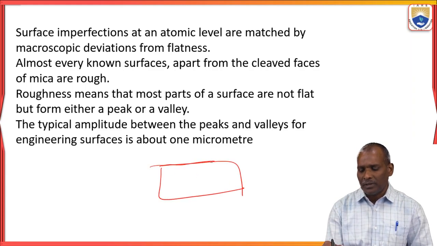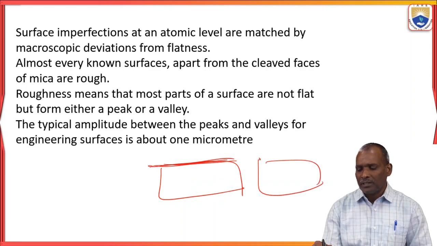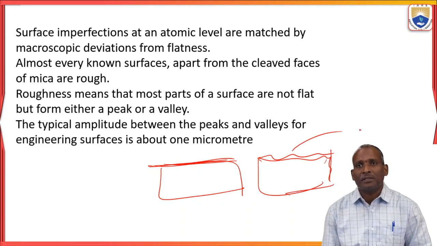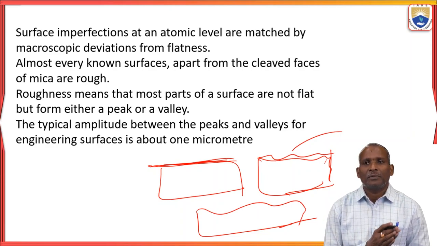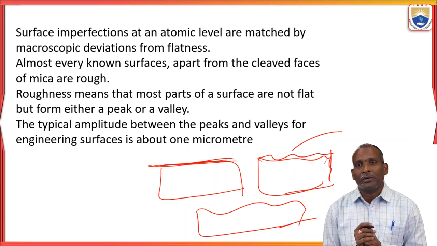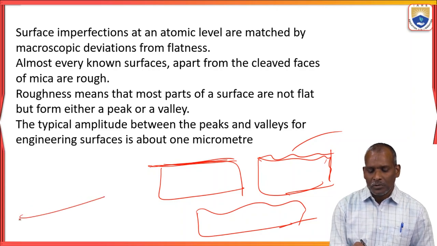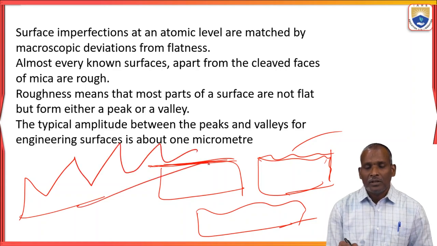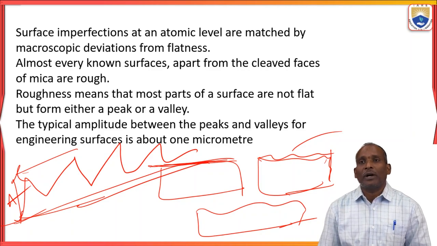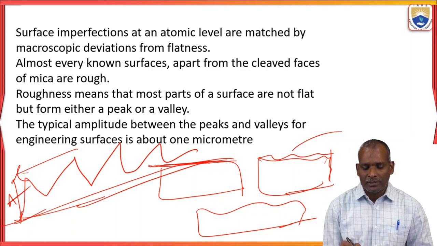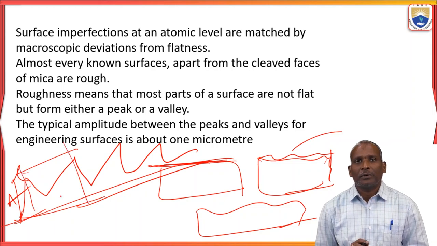Suppose this is a flat surface. You can say flat surface. And a surface like this is a rough surface, with a peak or a valley like these contours. The typical amplitude between the peaks and the valleys for an engineering surface is about 1 micrometer. So what is the amplitude? Suppose peaks are there in the surface. What is the amplitude from its reference line? That is, for an engineering surface, about 1 micrometer. That is the amplitude between peaks.